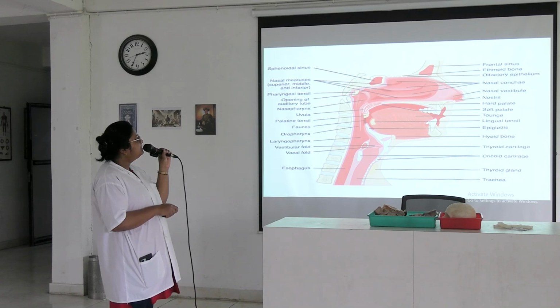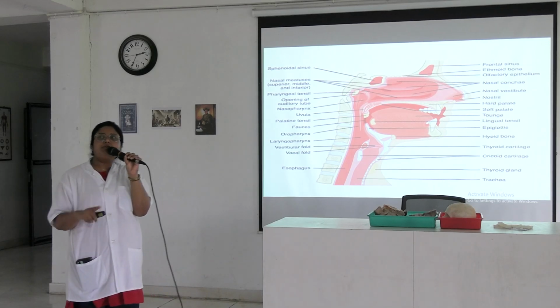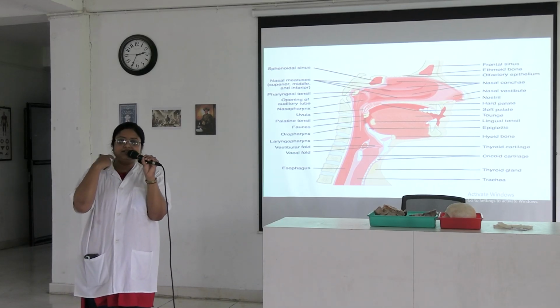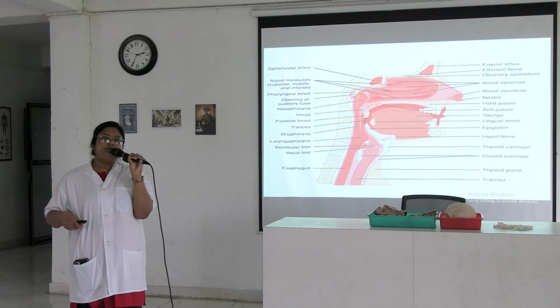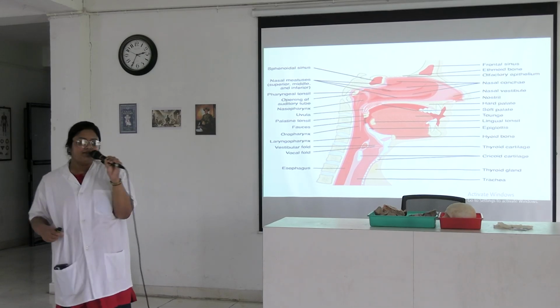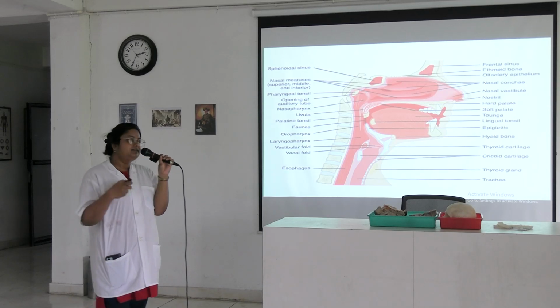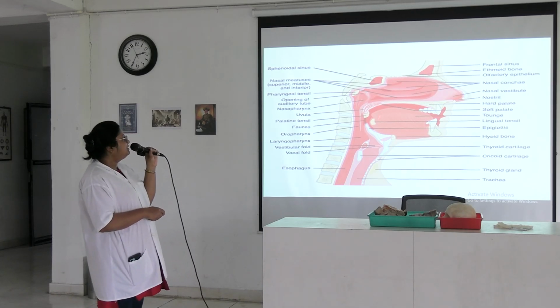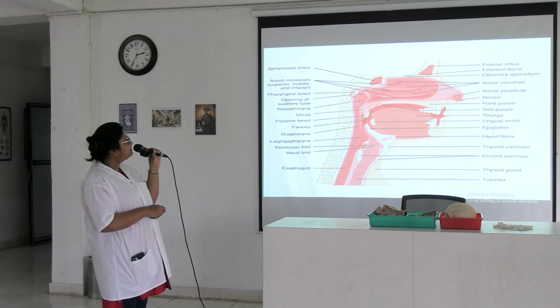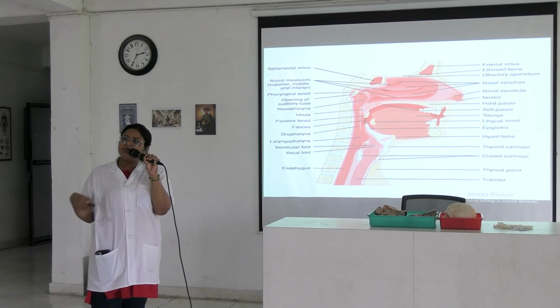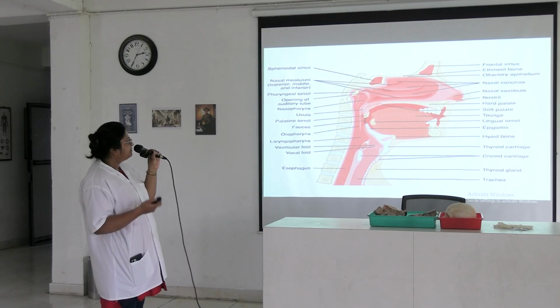So all these tonsils together form Waldeyer's ring. Waldeyer's ring is very important for your theory also, so practice a diagram of Waldeyer's ring. The lingual tonsil, palatine tonsil, tubal tonsil, and nasopharyngeal tonsil or adenoid are all together forming the Waldeyer's ring.